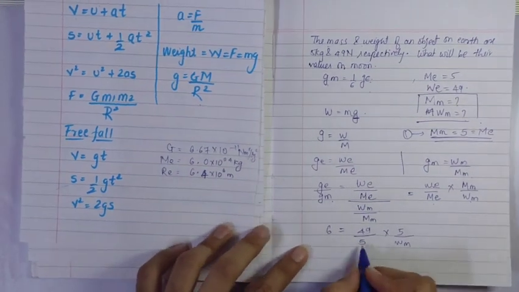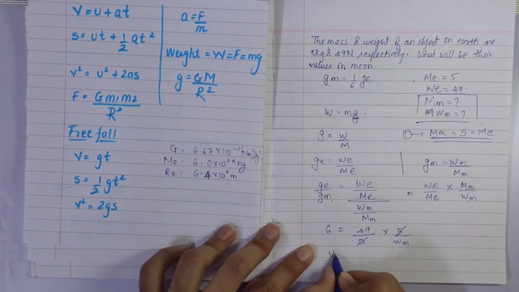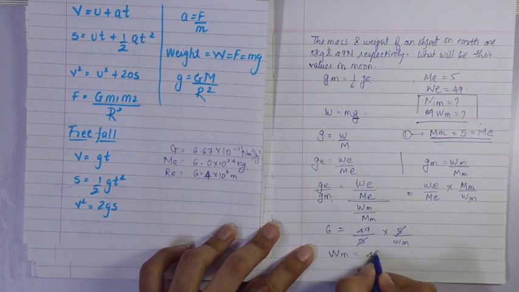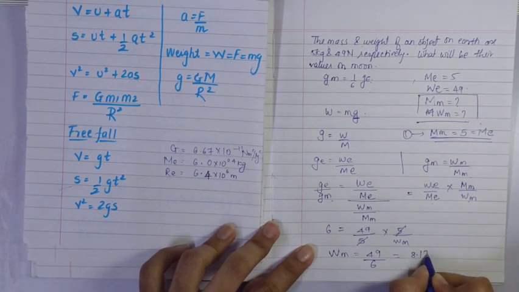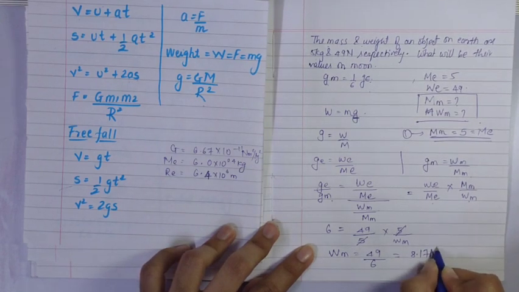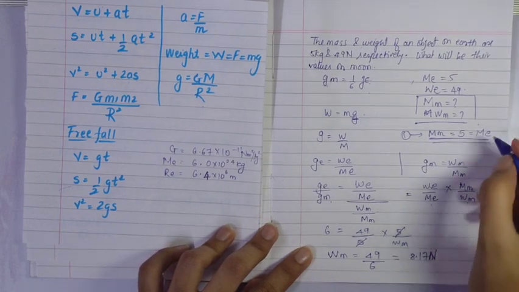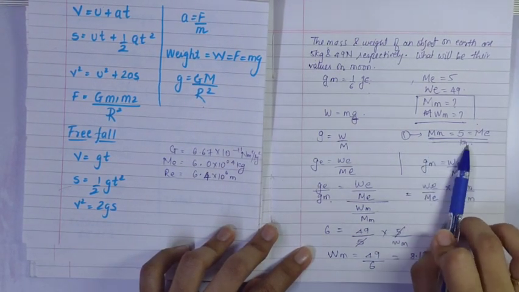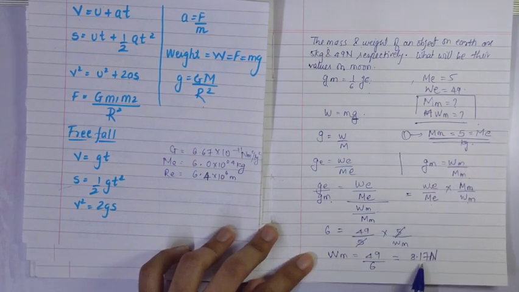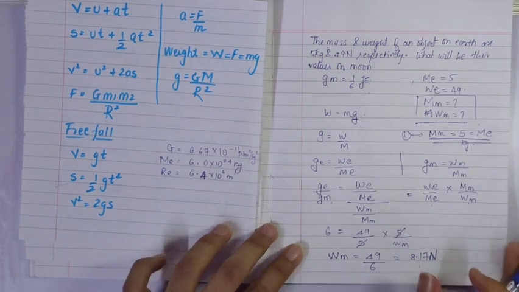So now calculate. This and this get cut. So WM is equal to 49 upon 6. That comes out to be 8.17 Newton. Fine. And this is 5 kg. So your mass on the moon is 5 kg and your weight on the moon is 8.17 Newton.